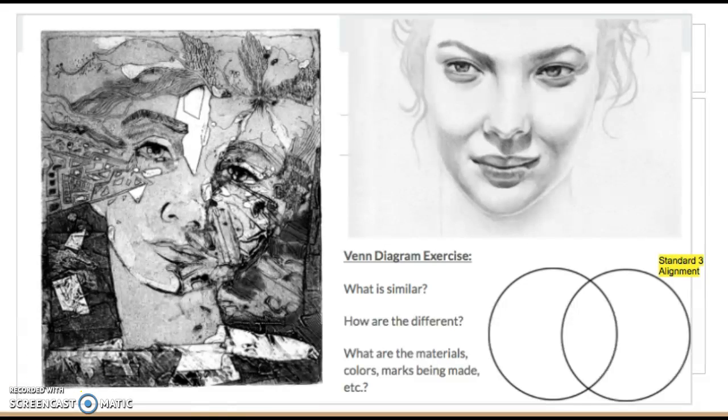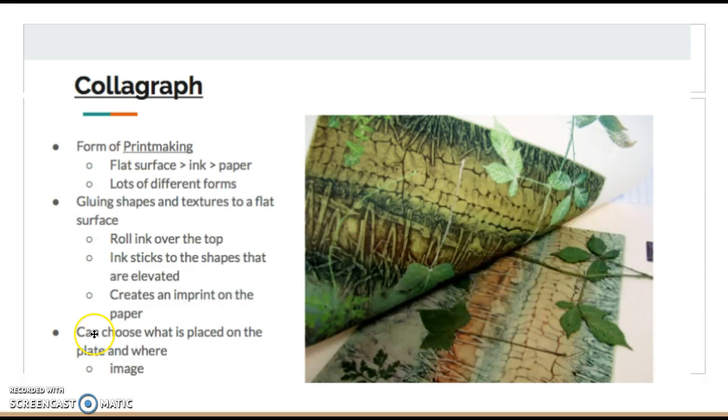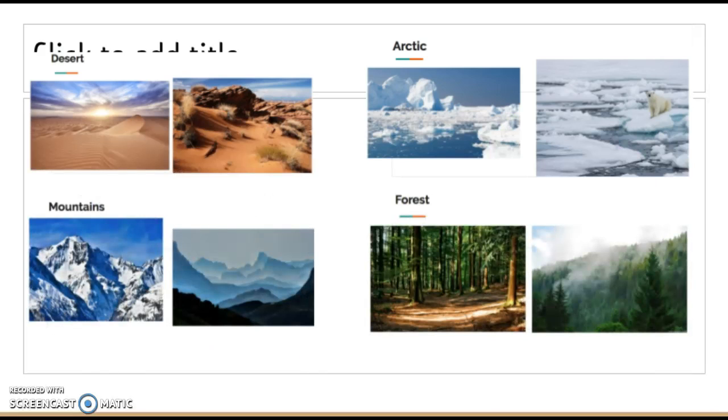So they did that, and then I said, well, the one on the left is a collagraph, and that's what we'll be making. And I went sort of into the process, not as much now because we did a lot more later, but it's a form of printmaking. It's, roll the ink over the top, it sticks. And then I showed them several examples of environments that they could choose from so they could sort of visually understand what they might be interested in.